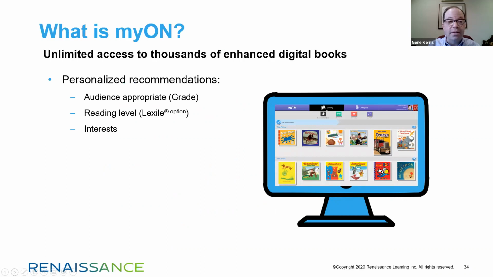It's more than that. myON allows for personal recommendations. Kids can do an interest inventory and it will recommend books to them. Books that are written at the appropriate level in terms of their readability and that are appropriate in terms of content. So myON constantly, as kids are logging in, is recommending new books to them that are appropriate and on topics that they are interested in.